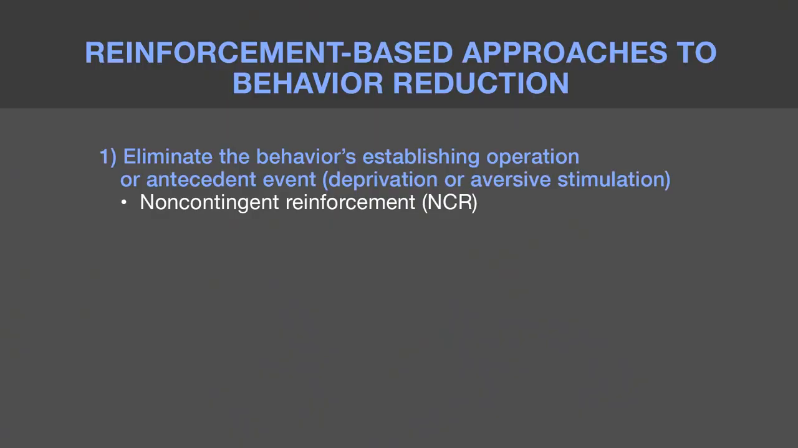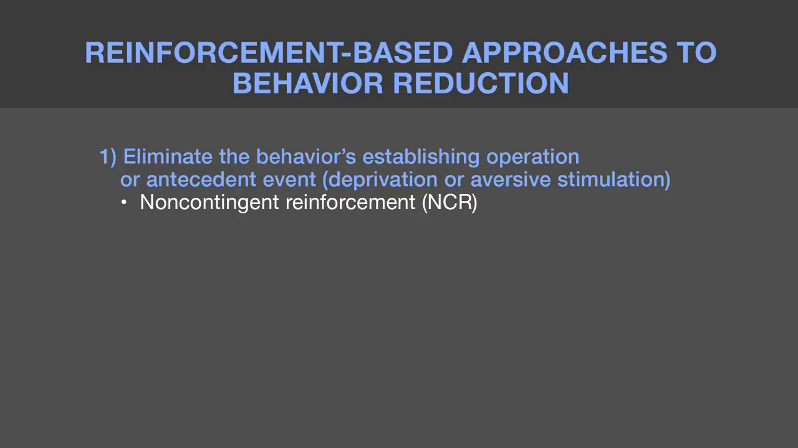So, for instance, if you just consider ways to reduce behavior using reinforcement, not considering names of procedures, but fundamental principles, it turns out that there are three major underlying mechanisms. One is to eliminate the behavior's establishing operation. If the reinforcer is less valuable, people are less motivated to behave.